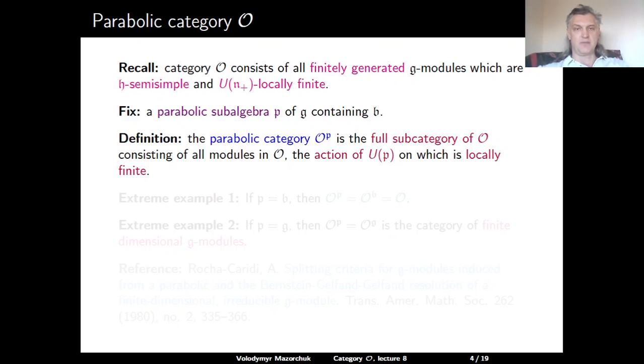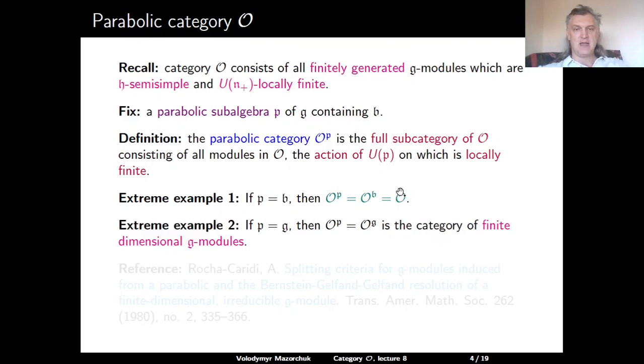So we have two extreme examples. If the parabolic subalgebra p is equal to the Borel subalgebra, then the corresponding parabolic category O is just the usual category O, because the condition is just that this is a full subcategory of O consisting of all modules on which U(b) is locally finite. So this coincides with O. The other extreme example, if we take as a parabolic subalgebra p the whole algebra g, then the corresponding parabolic subcategory Op coincides with the category of all finite dimensional g-modules.